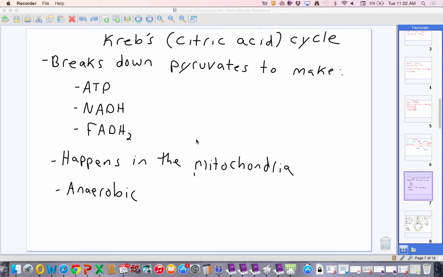All right, let's talk about the Krebs cycle. I know we covered part of this at least, but the Krebs cycle is also called the citric acid cycle. It's going to break down the pyruvates to make ATP, NADH, and FADH2. The ATP is just going to be used by the cell. The NADH and the FADH2 are going to go to the electron transport chain. The Krebs cycle happens in the mitochondria, and it's anaerobic. So remember, it doesn't use oxygen.